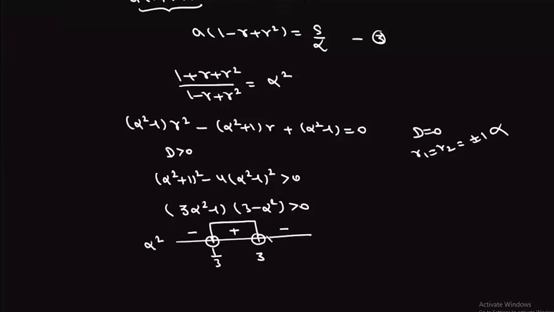Now we also know that r cannot be 0, because again if r is 0, then we'll get two terms as 0, in which case we'll get alpha square equals 1. So r cannot be 0, that means the value of alpha square cannot be 1. So from this we'll remove one value, which is 1. So the answer to this question is alpha square should lie between (1/3, 1) union (1, 3), and that is the answer to this question.